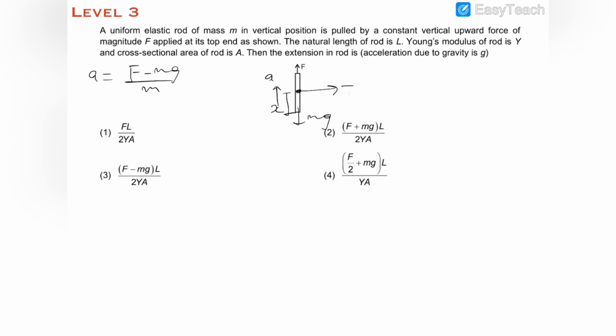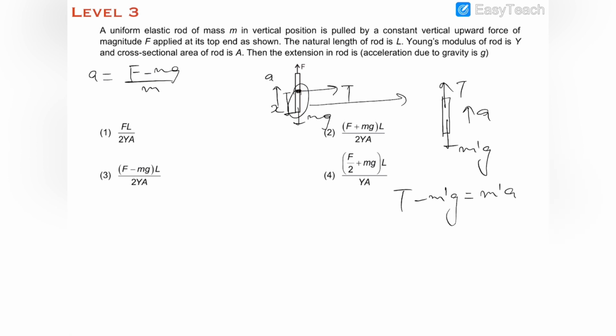let us draw the free body diagram of this end. So now you can see that the mass of this end is m dash. So m dash g will be acting in the downward direction. Tension will be acting in the upward direction, and this is moving upward with the same acceleration A. So T minus m dash g will be equal to m dash A, and T will be equal to m dash A plus m dash g. So T will be equal to m dash (A plus g).